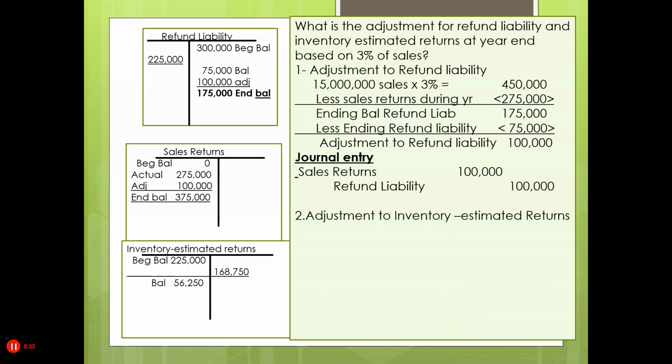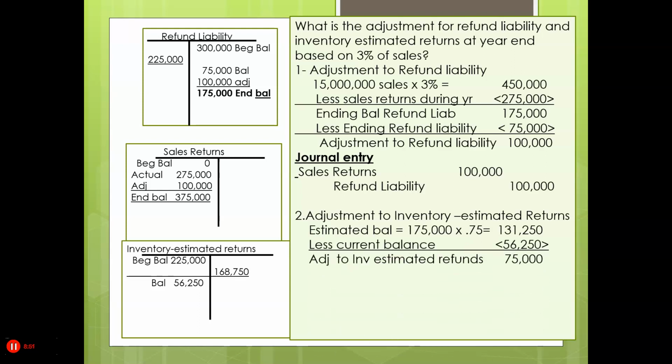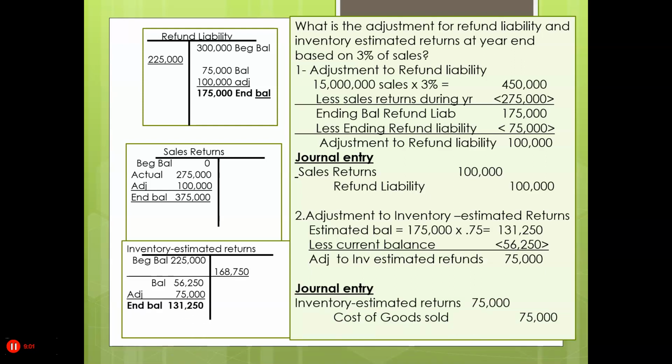Now we have to also adjust inventory estimated returns. So what we're going to do is take the $175,000 and multiply it by 75%, because that's what we know is our cost of goods sold, and it gives us $131,250. We subtract out the current balance of $56,250, and that tells us what adjustment we have to make. So there's our journal entry, and it gets us the $131,250, which is the number we are looking for. And that ends this presentation.